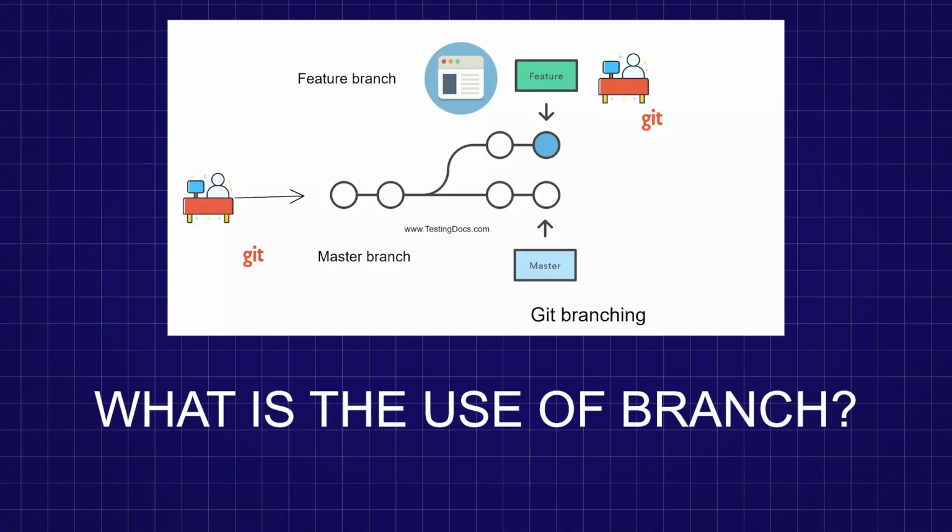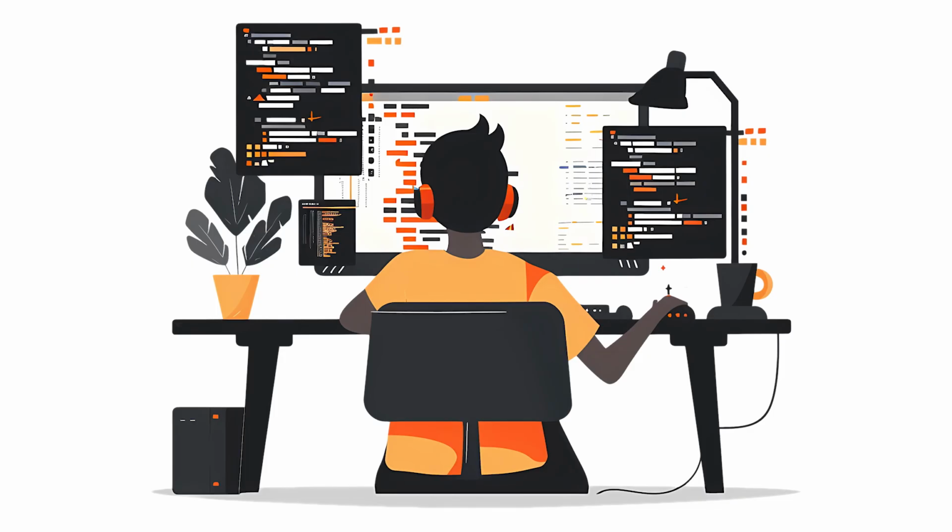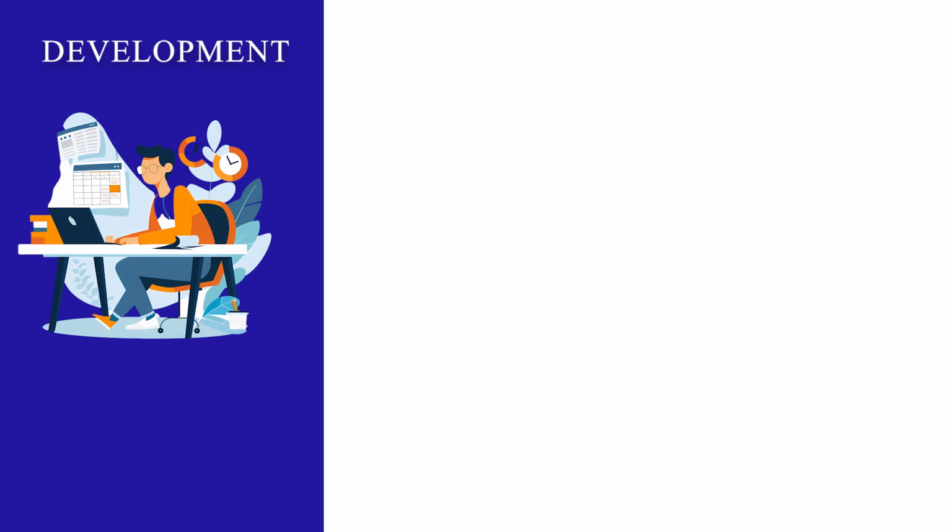What is the use of branches? Branches are mainly used for a development purpose. For example, if you are working in a software company with some traditional formality, there will be 3 types of branches. First one is development branch. Development branch is where developers create the code and push the code into the development branch.